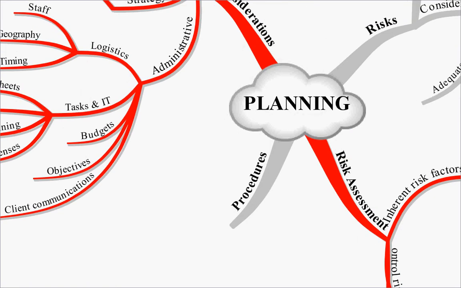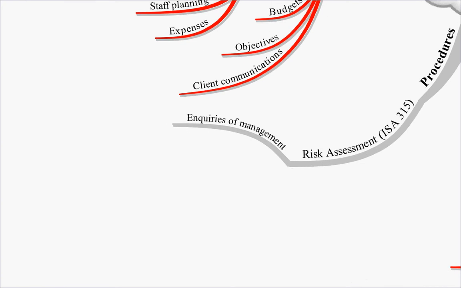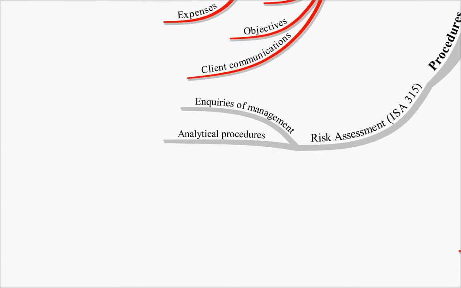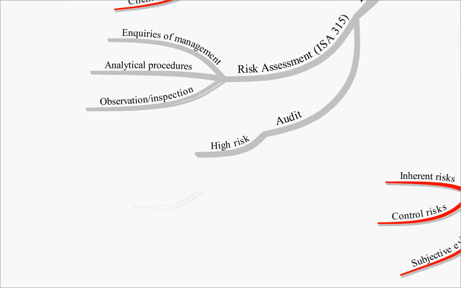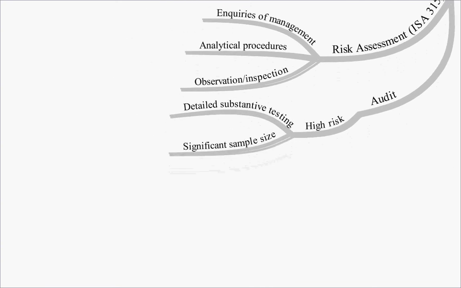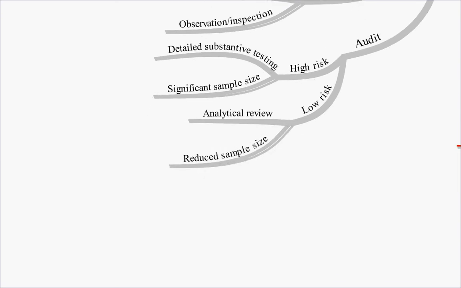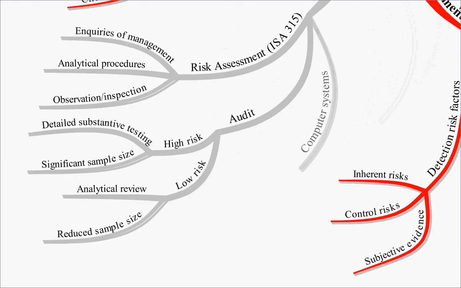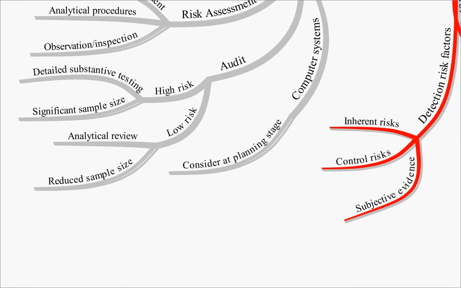So, procedures to undertake in planning. The risk assessment is set out under ISA 315. You need to undertake inquiries of management, analytical procedures, observation and inspection. The audit then will be, if it is high risk, detailed in its substantive testing, and a more increased sample size. If it's a lower risk, well, you may rely more on analytical review, and you may be able to reduce your sample size.